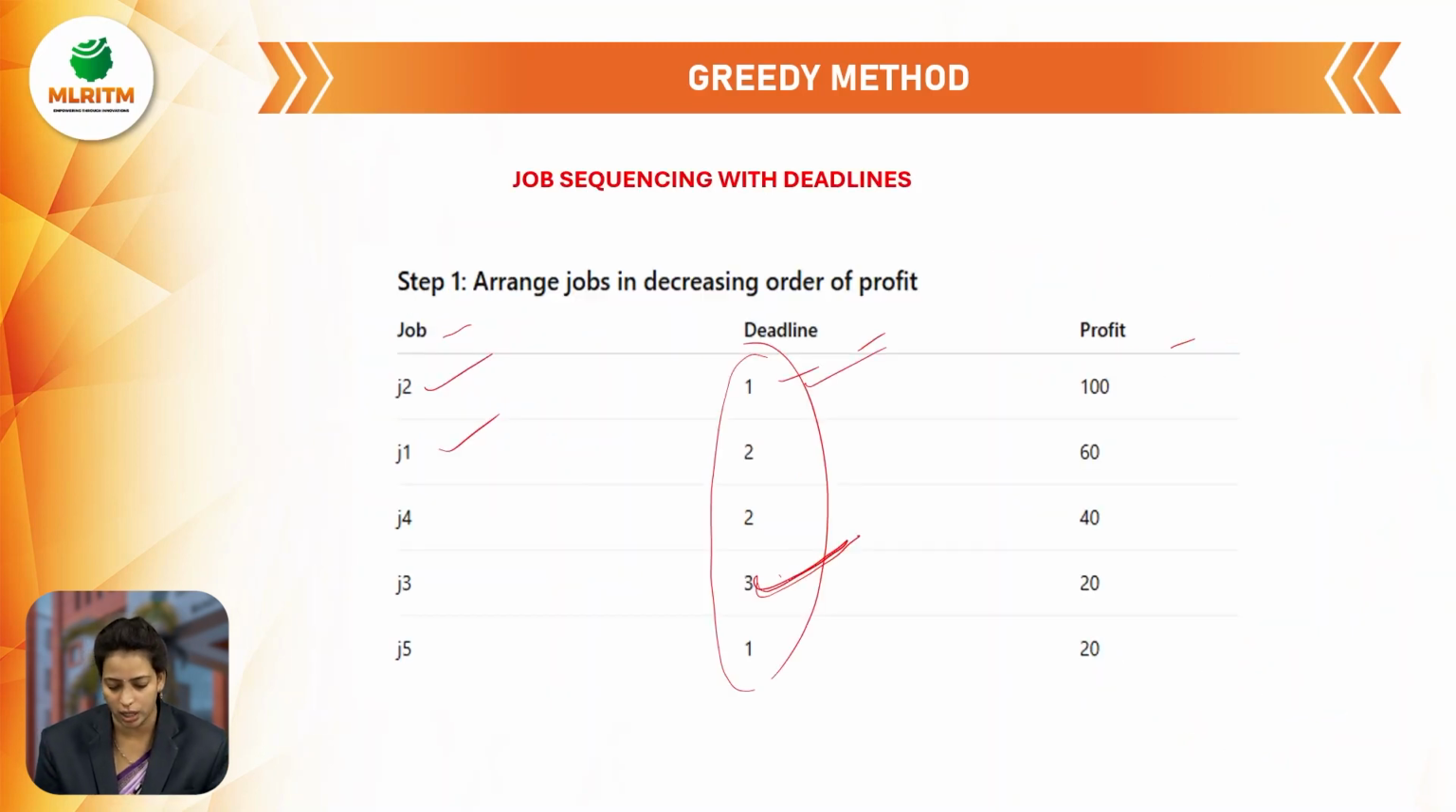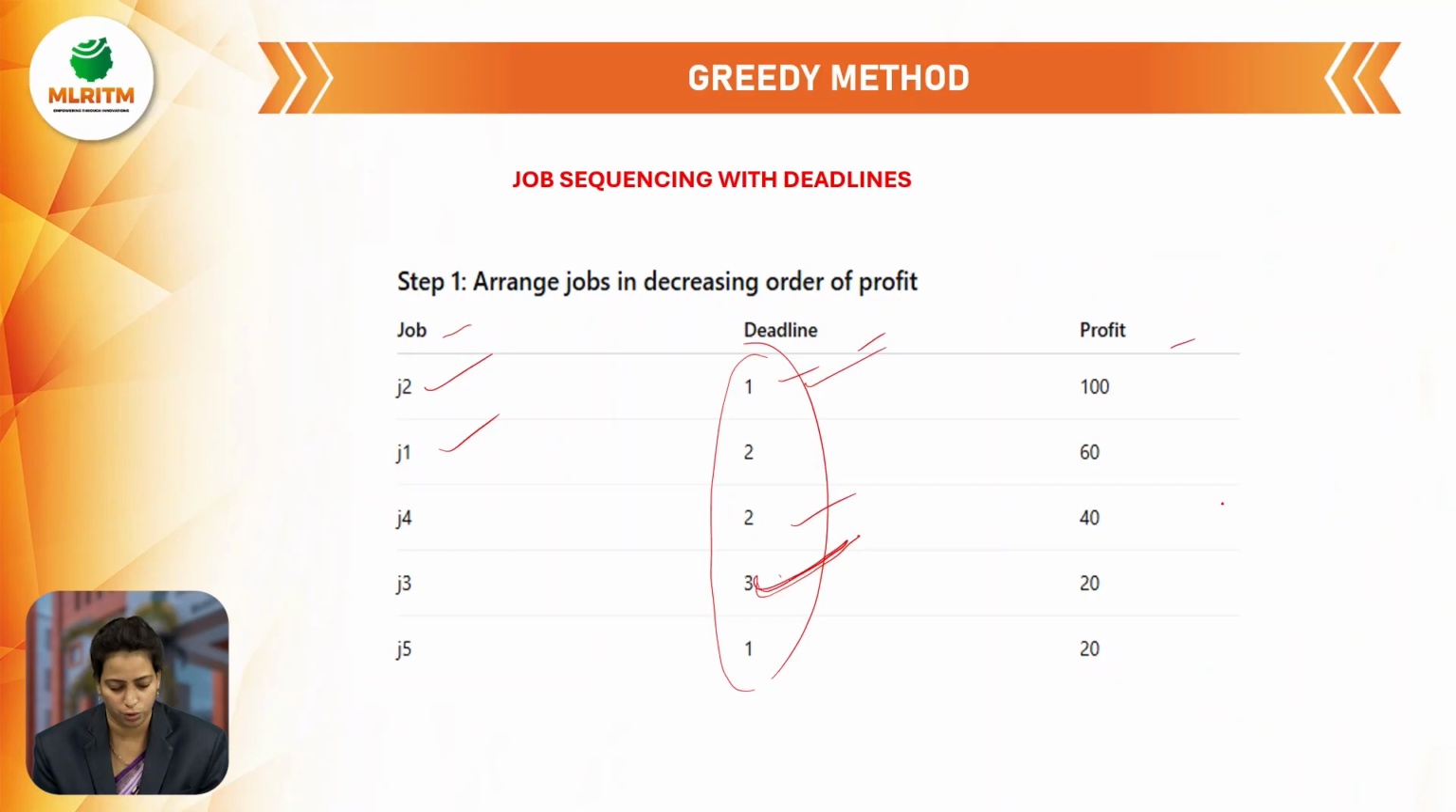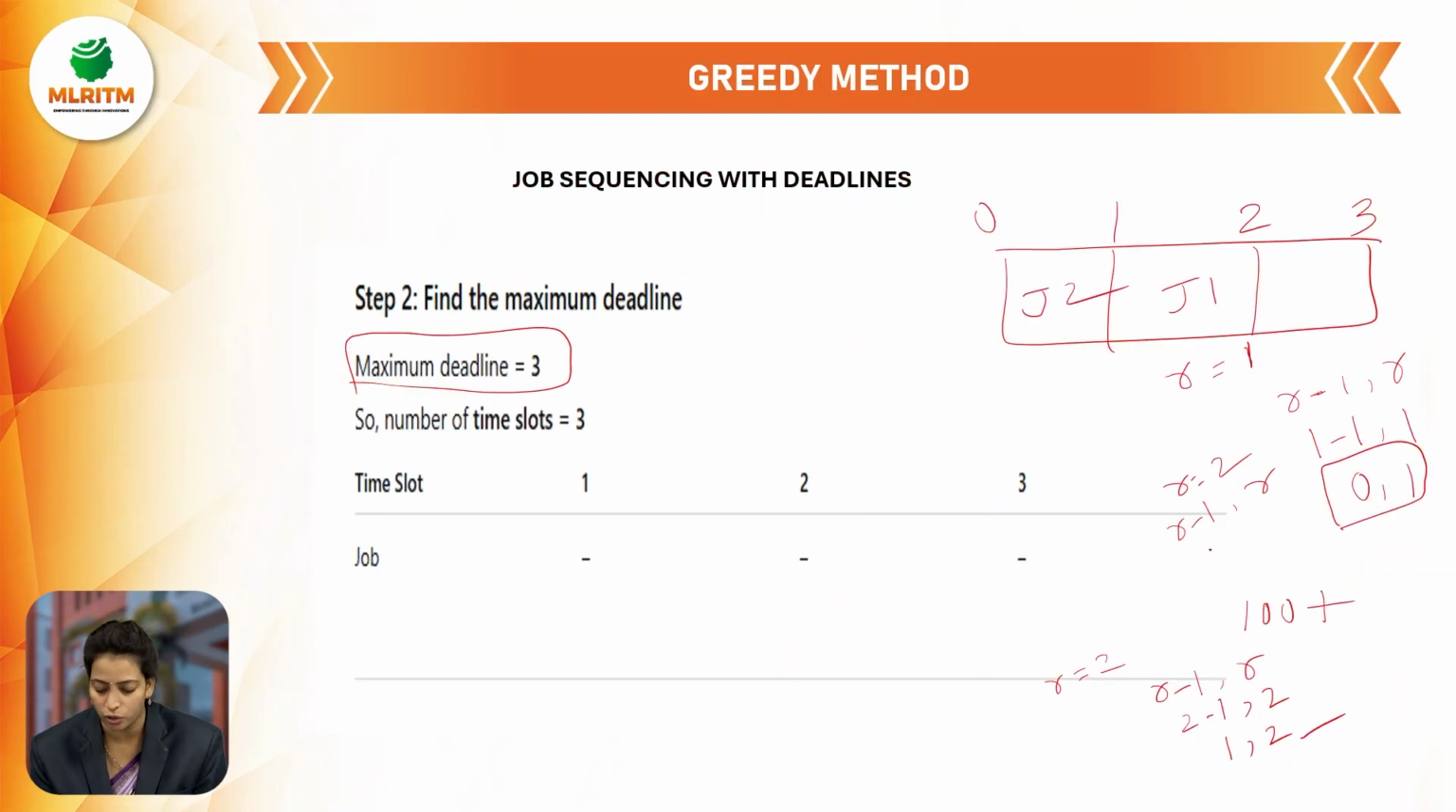Next job is J4. What is the value of r here? 2, right? What is the formula? r minus 1 comma r. What is the value of r here? 2. Why 2? Because the J4 deadline is 2. So that's why r value is 2. 2 minus 1 comma 2, 2 minus 1 is 1, so 1 comma 2. Is slot 1 comma 2 free?